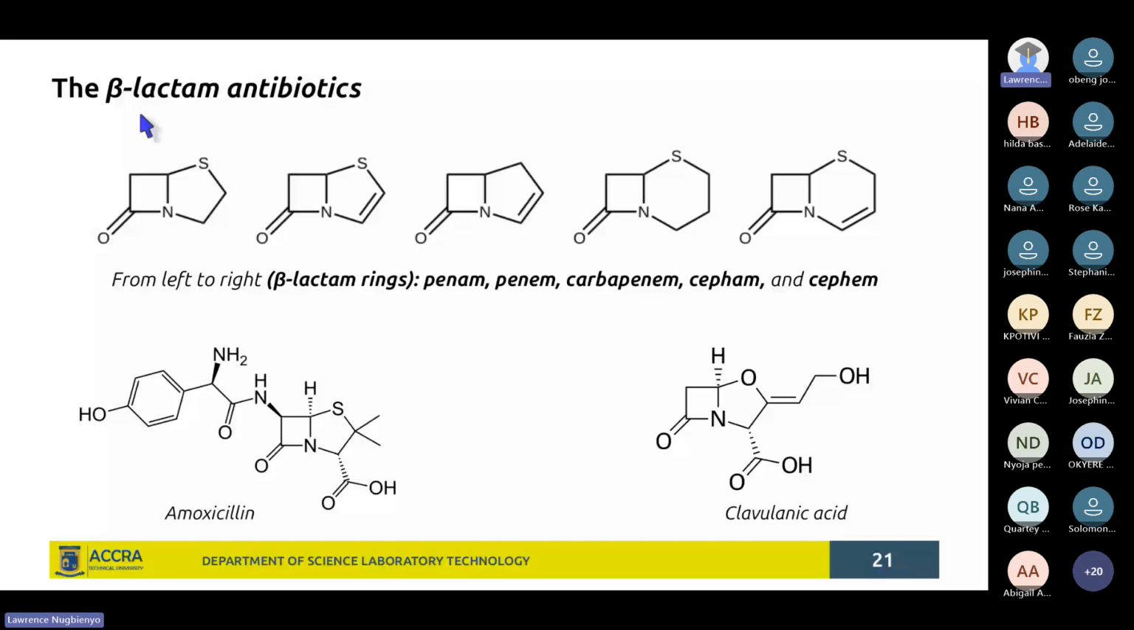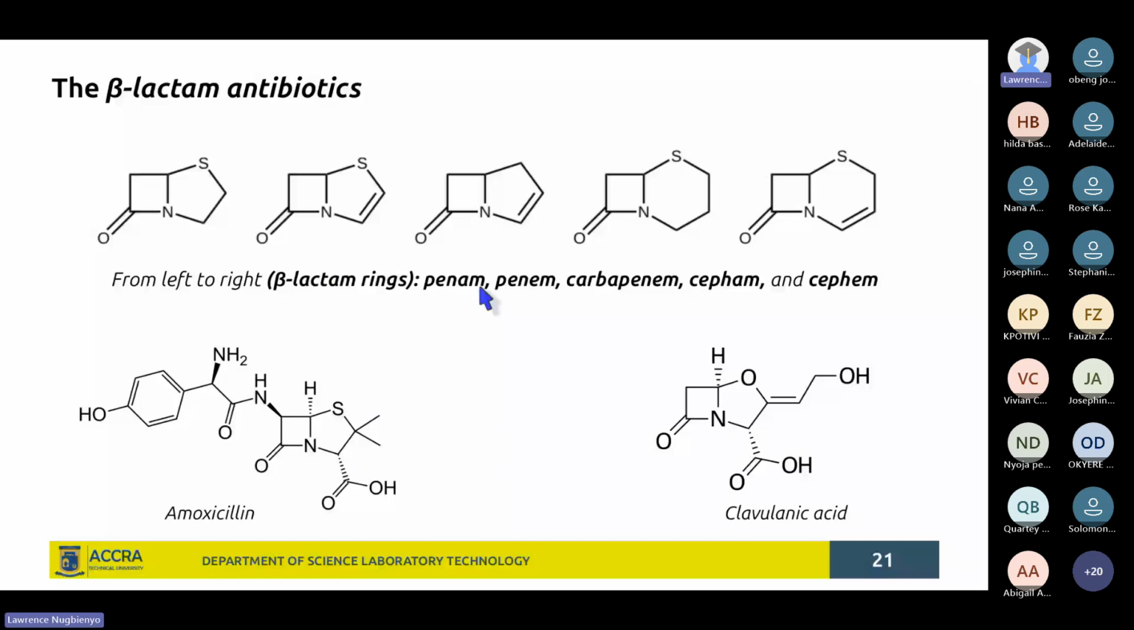It is this ring. You see the ring we saw in penicillin that opens up to fit into the active site of the penicillin binding protein. That ring is a functional portion of these antibiotics, and so you see it in all of them. Now, these different types of rings are what is being referred to as the beta-lactam rings.